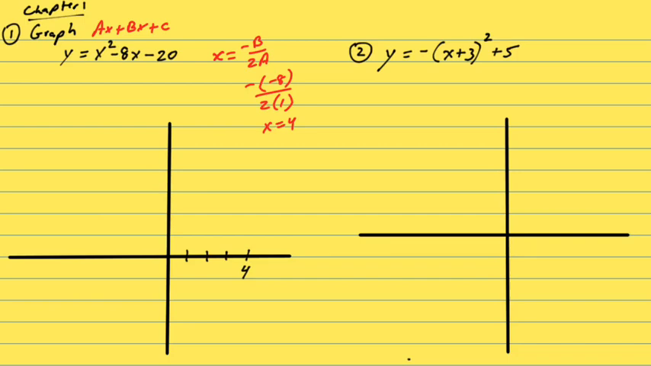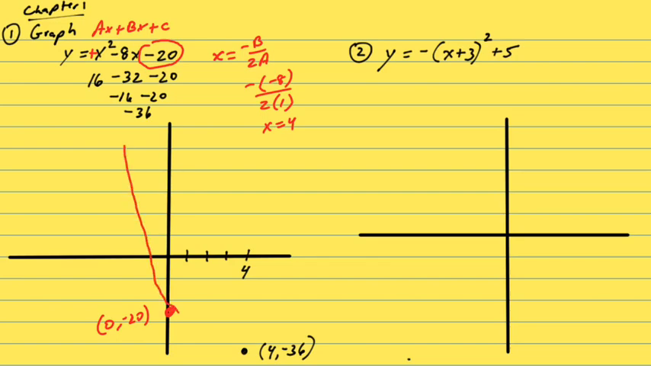Negative b over 2a. Now if I put a 4 in, 4 squared is 16. 8 times 4 is 32. So this gives me 16 minus 32 minus 20, which is negative 36. You may notice that I didn't increment my y-axis because sometimes the numbers are very big and very small. Because a is positive, that means this parabola is going to open upward. I know if I put in a 0, I'm going to go through negative 20. So I know it's 0, negative 20.